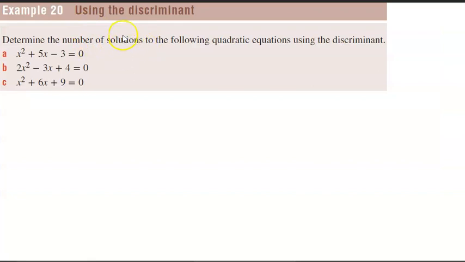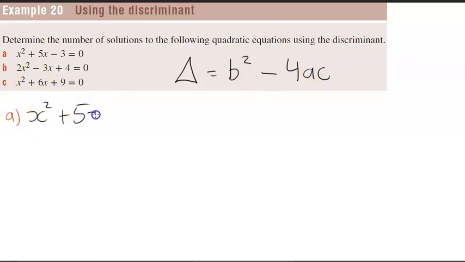Example 20. Using the discriminant. We're going to determine the number of solutions to the following quadratic equations using the discriminant. So remember, the discriminant, which is denoted by this triangle here, is equal to b squared minus 4ac. So the first example, x squared plus 5x minus 3 is equal to 0.